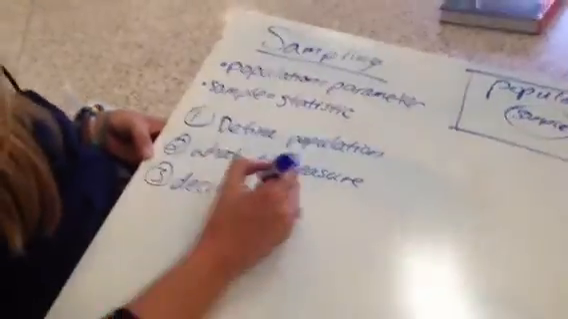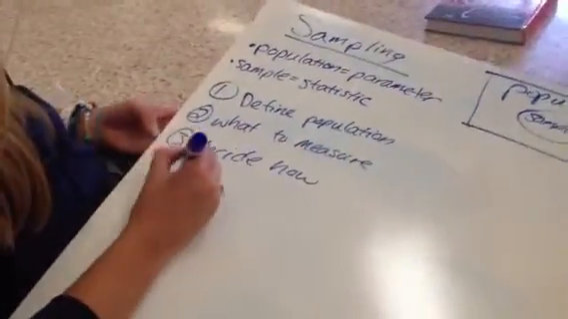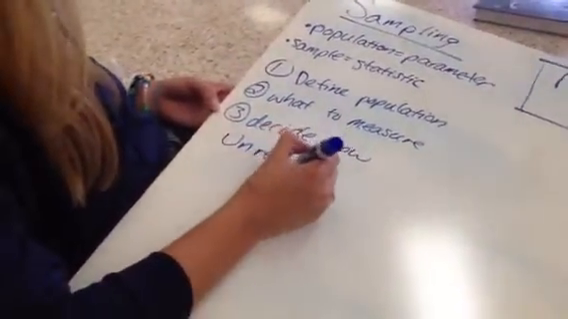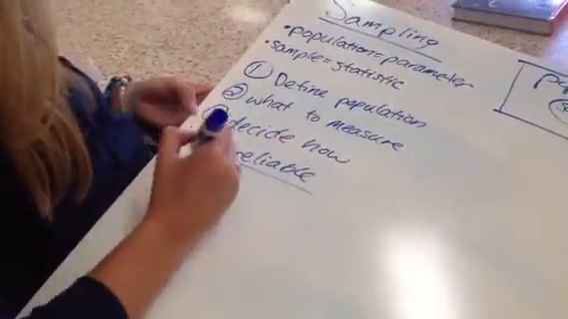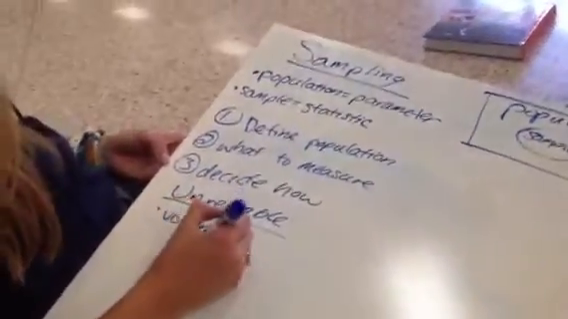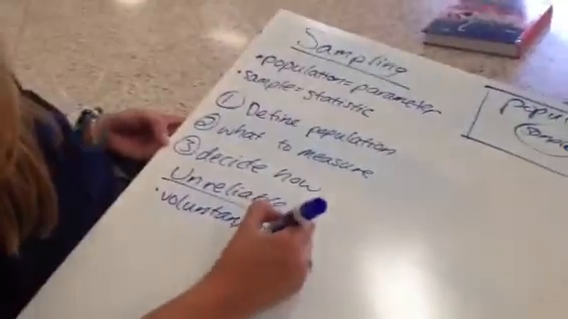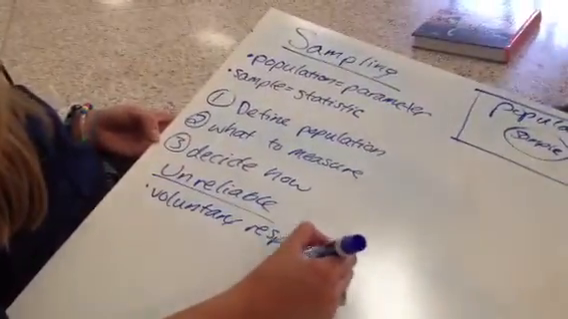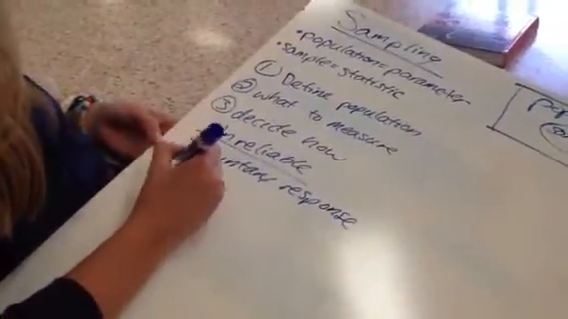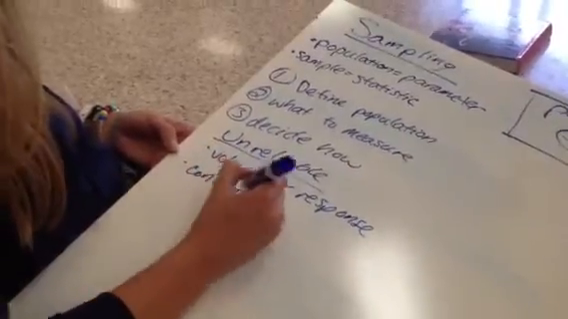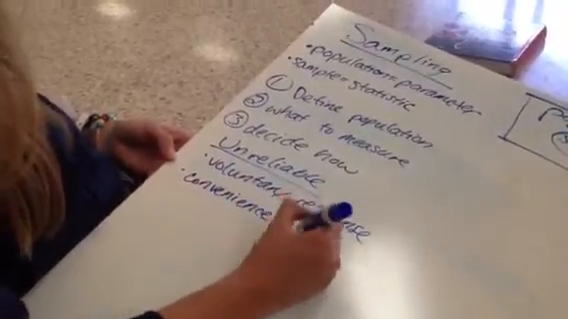Now, there are some things that can make it unreliable, like a voluntary response, which is people with stronger opinions are more likely to respond, and then convenience, which could get like the same results. Convenience would include like sampling the first 10 people you see.